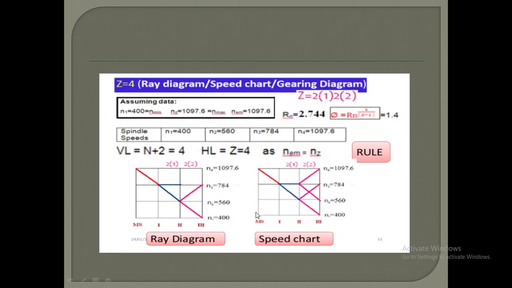This is the motor shaft, and it is connected to the input spindle speed. All of you getting it? See, they are starting from this point, not from the center. You can start here, but this speed will be obtained at the end, on both sides. Check this one and this one. Then your speed diagram or ray diagram will be correct, otherwise it will be wrong. The speed variation will be obtained between N1 and N4.